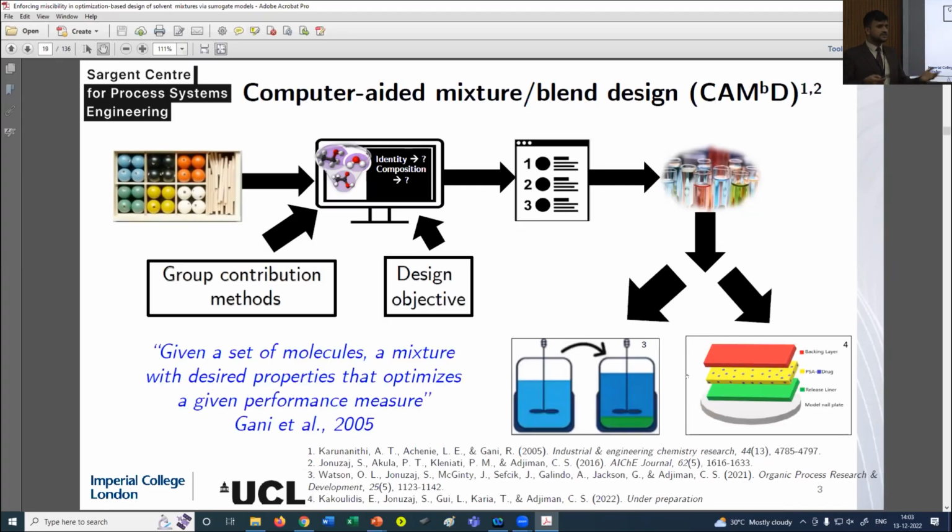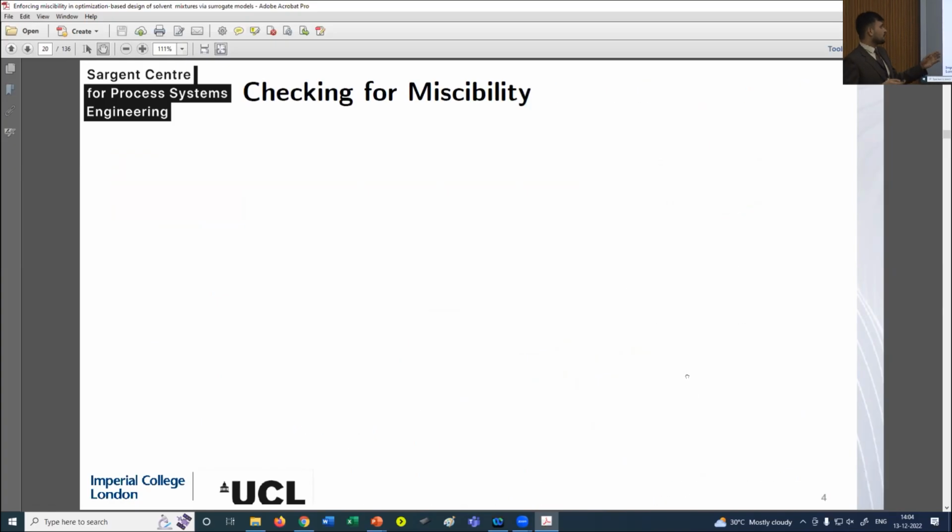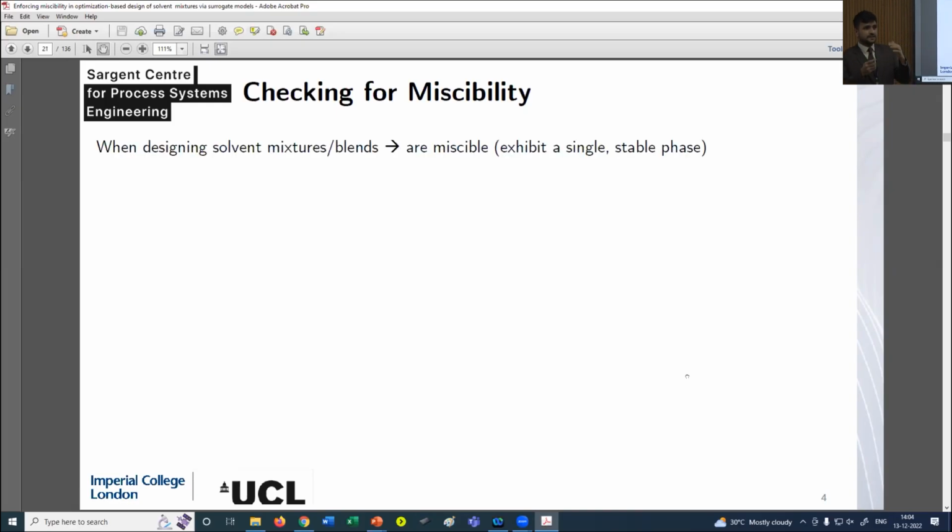Just to summarize, Professor Ghani and co-workers define CAMD as: given a set of molecules, find a mixture with the desired properties that optimizes a given performance measure. One important thing to consider when we design solvent mixtures is that the mixture exhibits a stable single liquid phase. So we need to check for miscibility. What we essentially want is a single layer of liquid rather than it separating out in 2 layers.